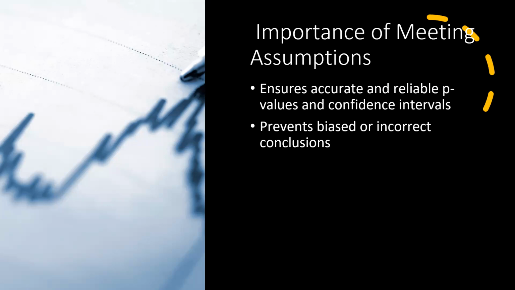The next thing is that it's going to prevent biased or incorrect conclusions. So when the assumptions are met, it will help prevent this. How? Because violating the assumptions could lead to misleading results, right? And a lot of times people might prefer misleading results because it supports their bias or their incorrect conclusion. So this is sort of like a gateway, right?